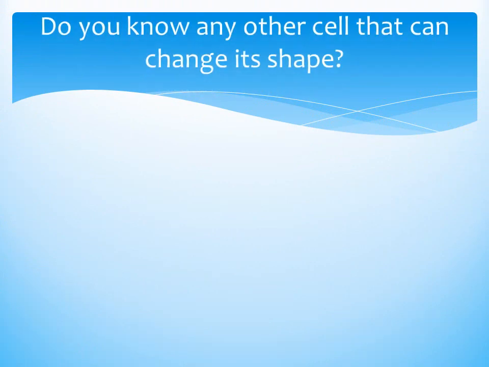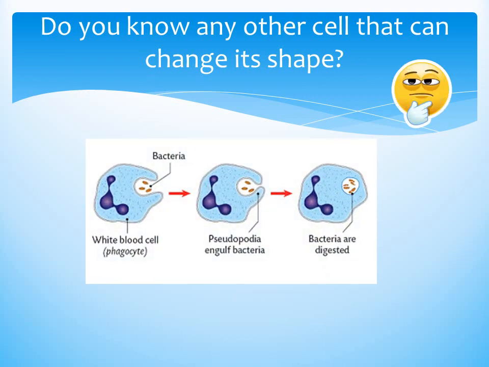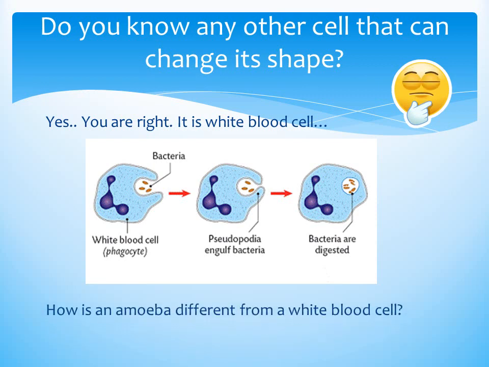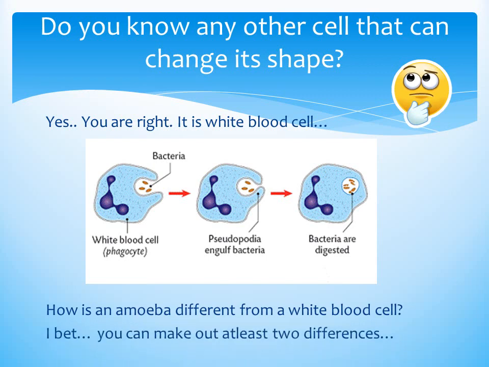Do you know any other cell that can change its shape? Yes, you're right. It is white blood cell. It can engulf bacteria in the same way amoeba obtains its food. It is also known as soldier of the cell, our body. How is an amoeba different from a white blood cell? I bet you can make out at least two differences.